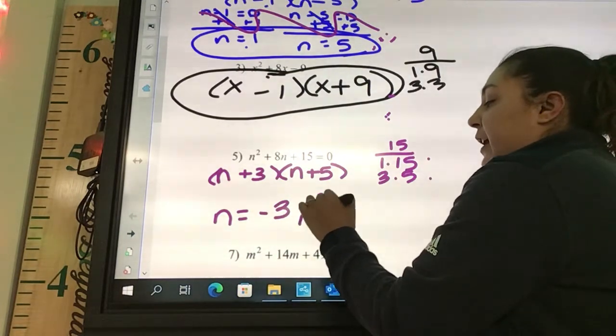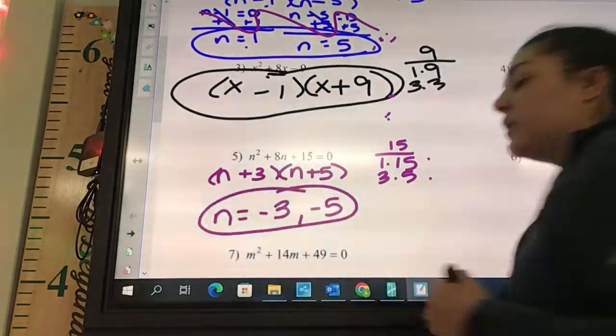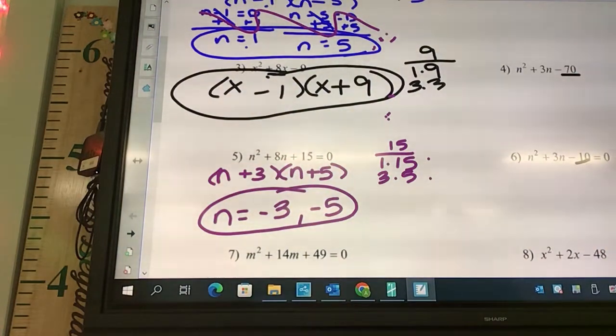And you can say comma, -5. Okay, or you can write n equals -3, n equals -5. So that one's actually our answer. Make sure that you circle them today so I know which one you're deciding on for your final answer or not.